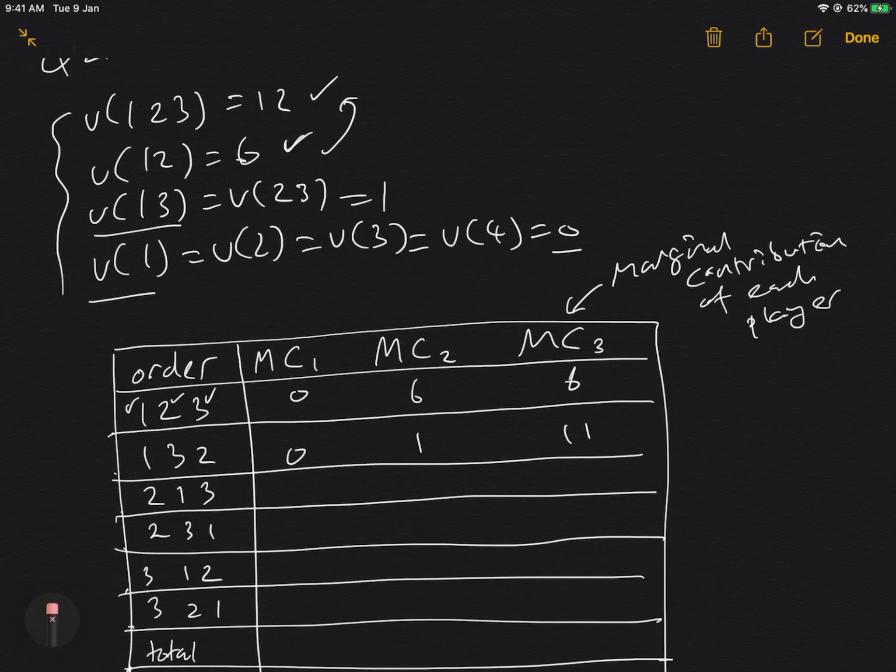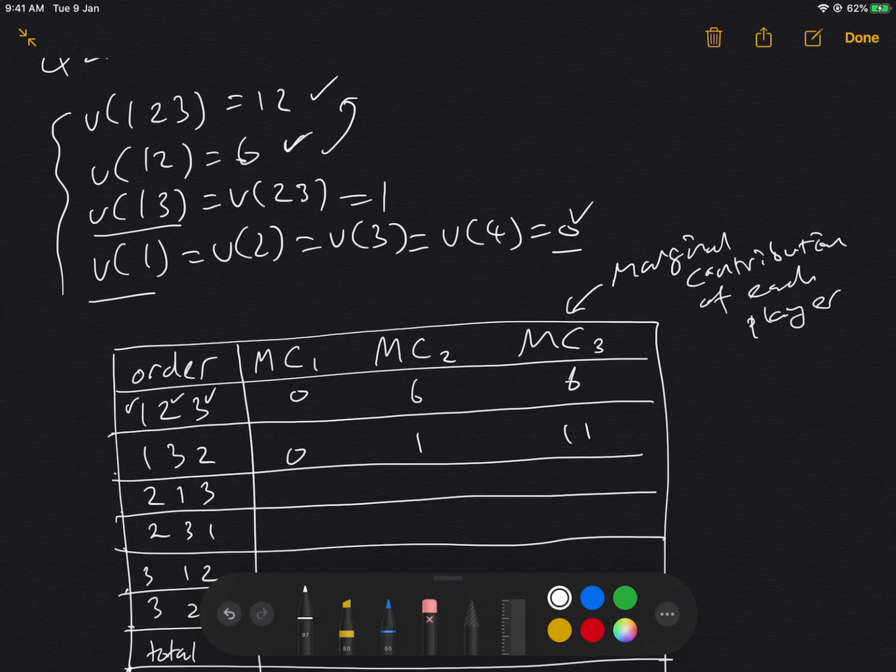So at the start, there was nothing, and we added player 1, and that resulted in the value of the coalition still being 0. And by adding player 2, player 3, oh wait, I got it the wrong way around there. By adding player 3, so we have a coalition with 1 and 3, and that made the value of the coalition become 1. So the marginal contribution of the third player is 1.